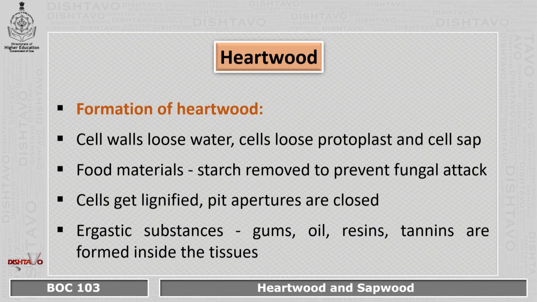Formation of heartwood. During the formation of the heartwood, cell walls lose water. Cells lose protoplast and cell sap. Food materials such as starch is removed to prevent fungal attack. Cells get lignified and pit apertures are closed. Ergastic substances such as gums, oil, resins, and tannins are formed inside the tissues.